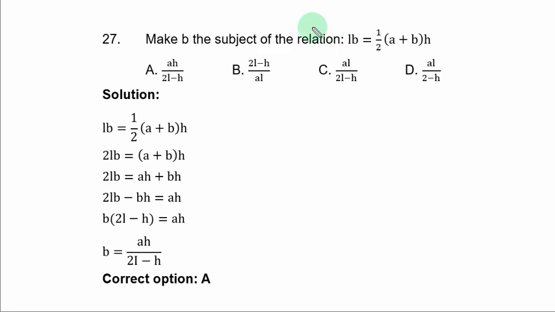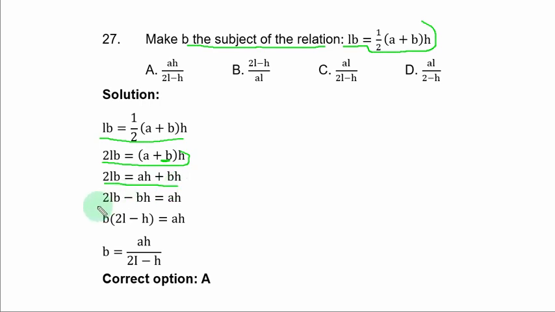Question 27. Make B the subject of the relation I equal to 1 over 2 bracket open A plus B bracket close times H. So this is a given relation. Let us clear the fraction first, and you have 2I equal to A plus B in bracket times H. Because B is here and we need this B, you have to open the bracket, and you have 2I equal to AH plus BH.